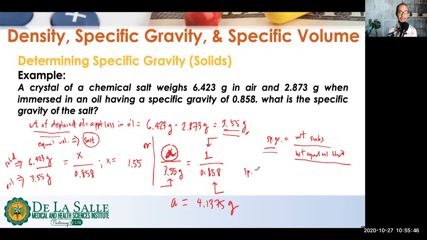The specific gravity of the substance is equal to the weight of the substance, which is 6.423 grams, divided by 4.1375 grams. And so, 6.423 divided by this will be equal to the same answer, 1.55. That is the specific gravity of the chemical salt. And so, moving on.